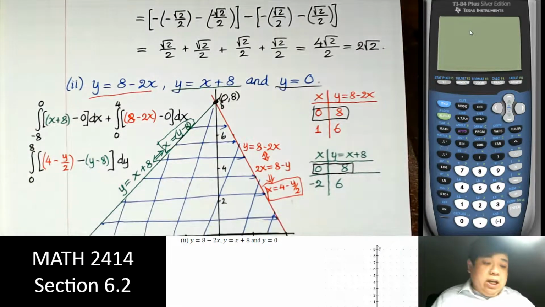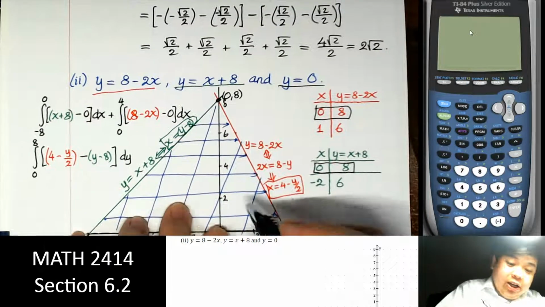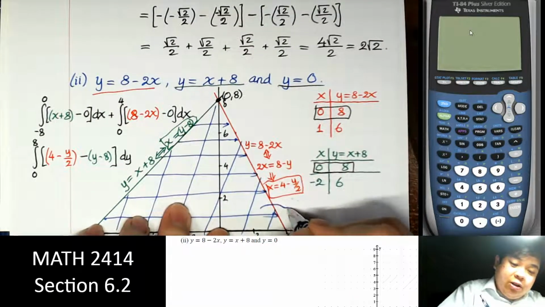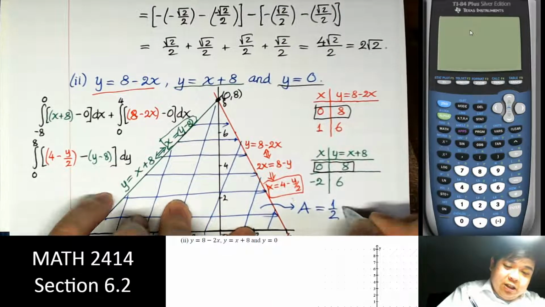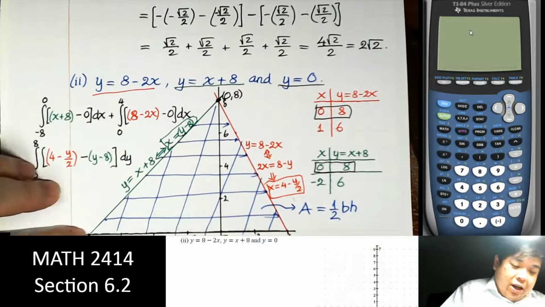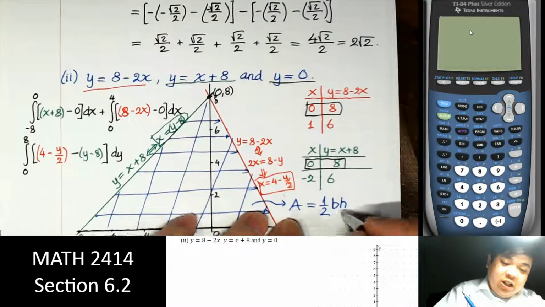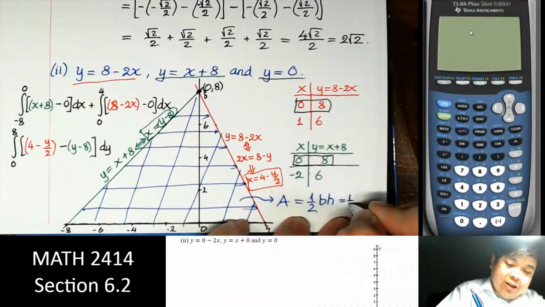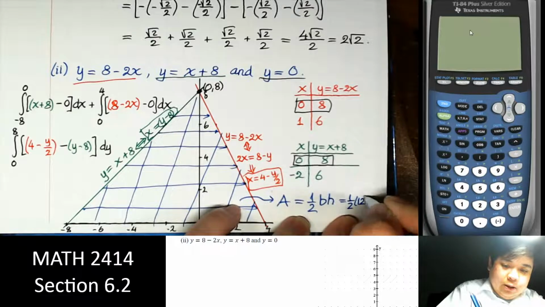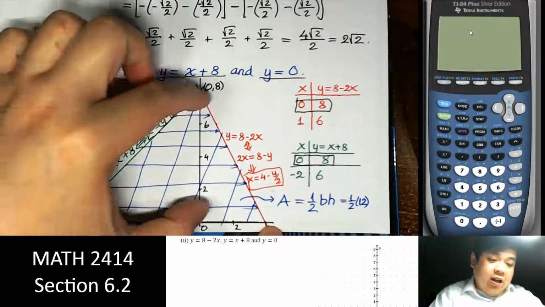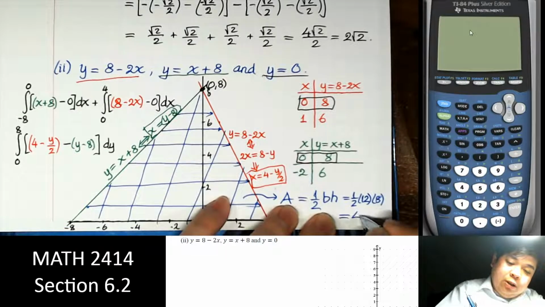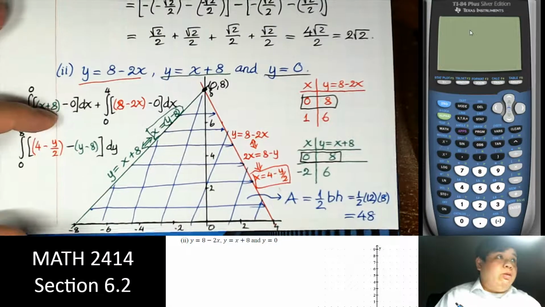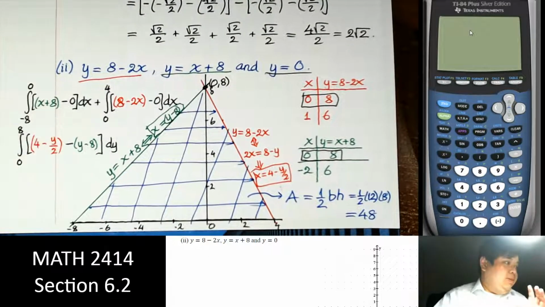Right, by the way, if we just want to find the area here, we don't even need any integral. The area is one half base times height. The base is from -8 to 4, so that is 12. And the height is 8. So either of those, both of those integrals should give us 48.